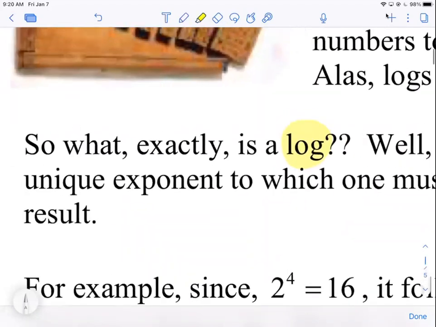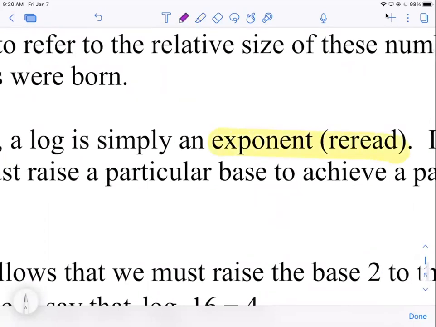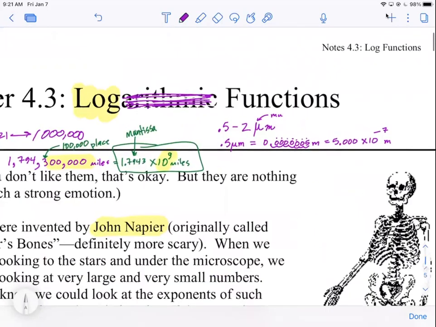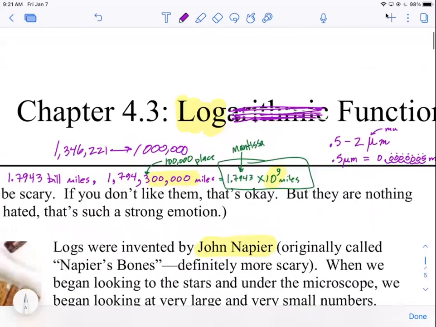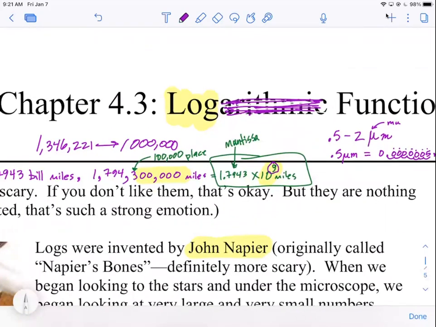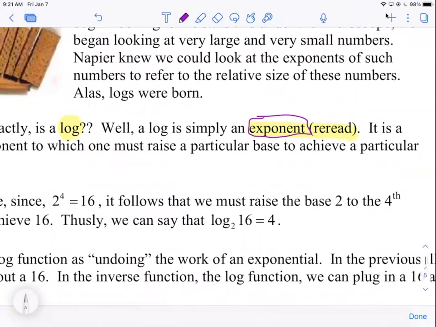So what exactly is a log? Here we go. A log is simply an exponent. Reread. A log is simply an exponent. Oh, okay. So in the scientific notation example, the log is this number here. We're not looking at the mantissa. We're looking at the relative size of base 10, okay? So the log is simply an exponent. What's another name for a log? An exponent. What's a synonym for an exponent? A log. Good.